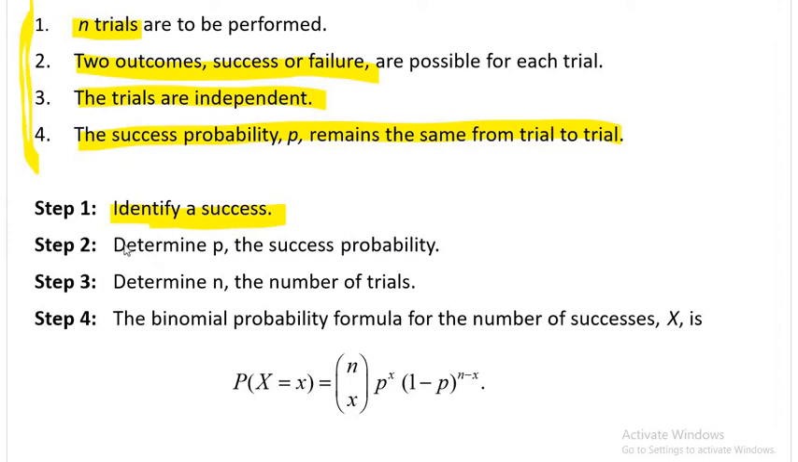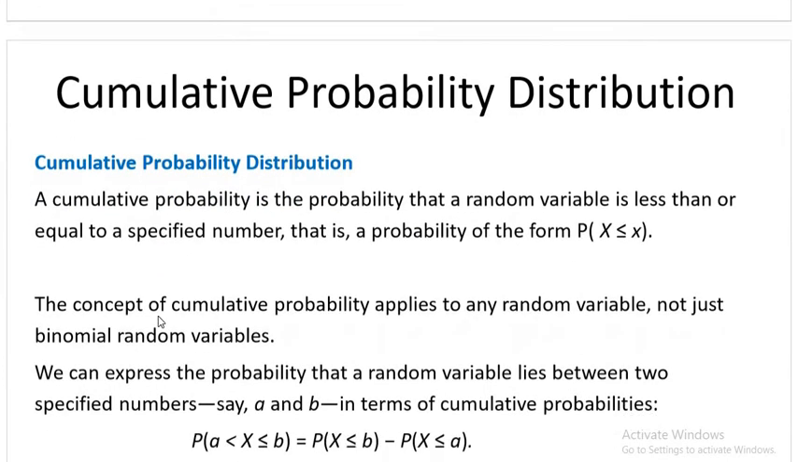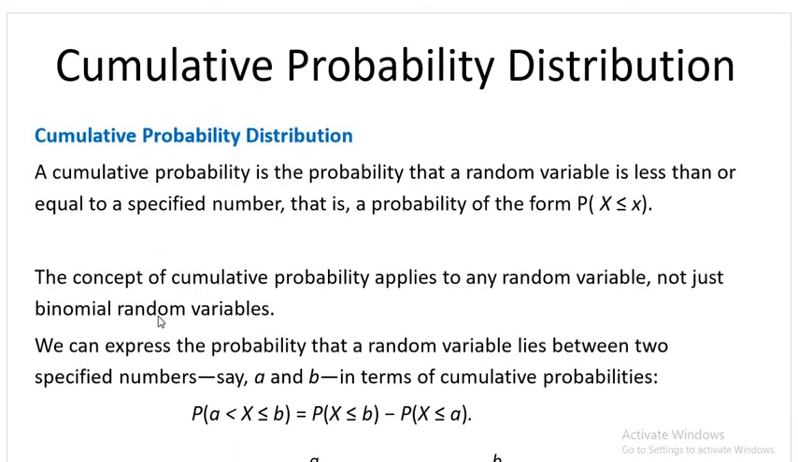So determine p. This is the next step. Once you identify a success, it will be very easy to determine p, the success probability. The third thing is to determine the number of trials, how many trials you are having. And then after getting these 3 things, you can easily write the formula. We know this is the usual formula. Once you have n and p, you can write the formula easily. So let's look at the example. Let me come back to this cumulative probability. We did this in previous lectures. What is the CDF? Cumulative distribution function, but I'm not interested in that right now.